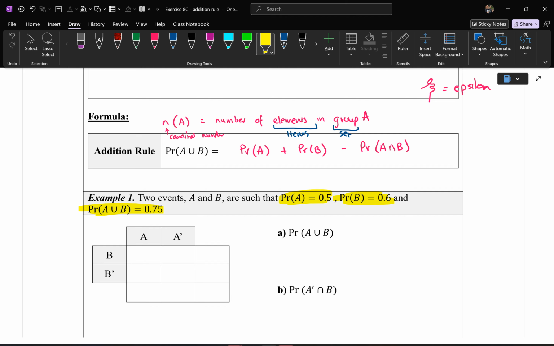Without this table, you can solve it. It just feels a bit harder, but with the table, it allows you to solve it a bit easier, or at least you feel like you're working towards something. So let's pull out the table.